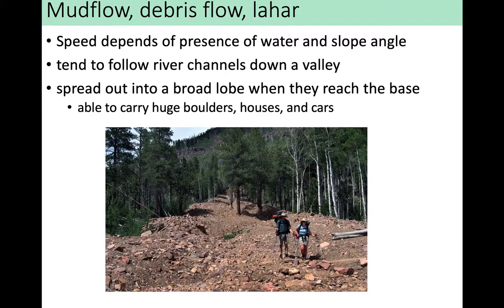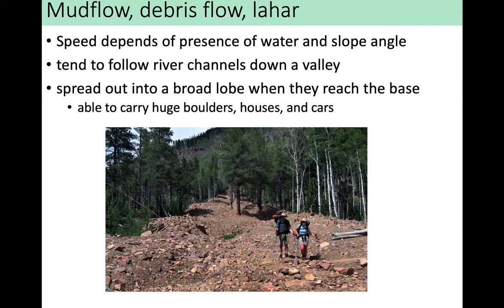So next we have mud flow, debris flow, and lahar. They're pretty similar. The speed of these mass movements really depends on the slope, so how sloped is the surface, and also if there's water. So generally, mud flow, debris flow, and lahars occur in a river channel where there's water. It's already going downhill in a valley, so the mud and the debris can accumulate there. It's all going to naturally flow down that river channel anyway.